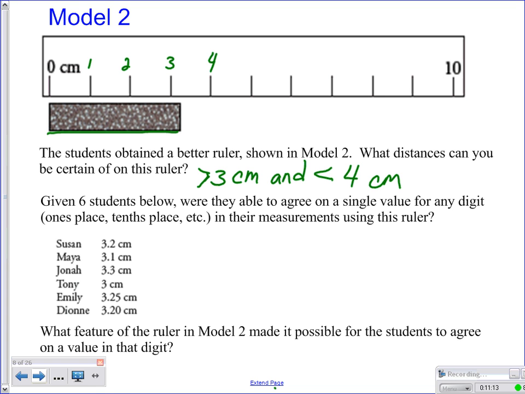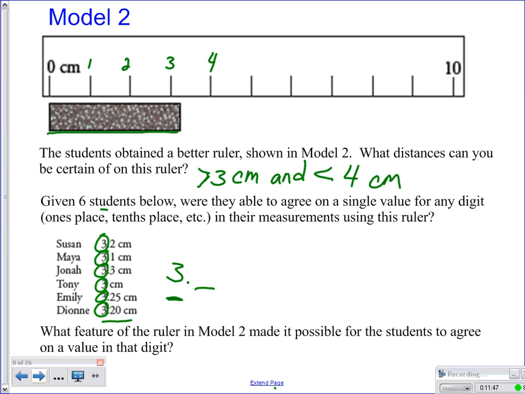Well, if we had some students and they were asked to go ahead and write down their measurements, their values for this, let's say that we've got all of these written down from these 6 students. The question is, were they able to agree on a single value for any of those digits? And we can see that the answer is yes. They all agreed that it is 3 or 3 point something. So they all agreed on that first digit, the ones place, I guess that is.